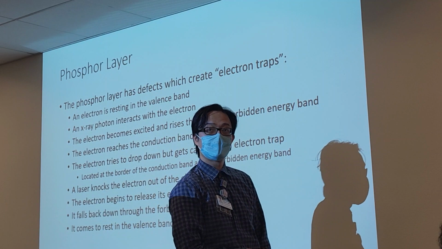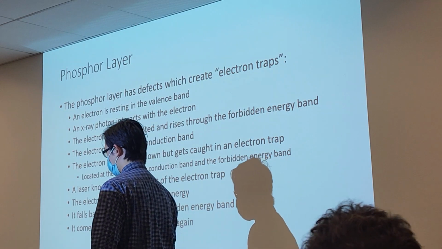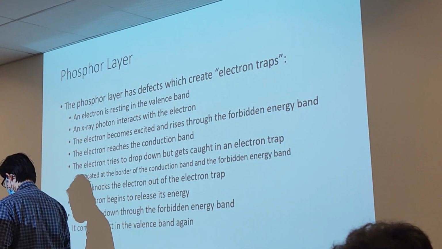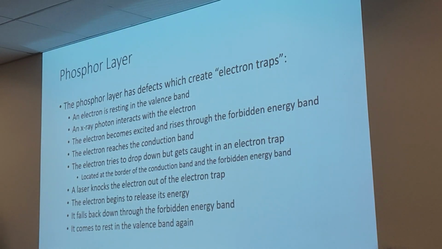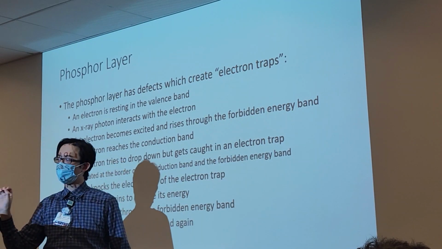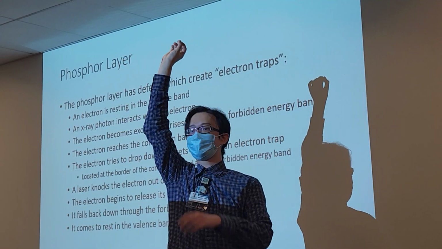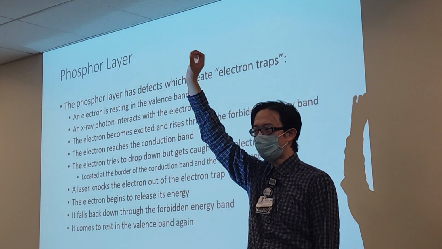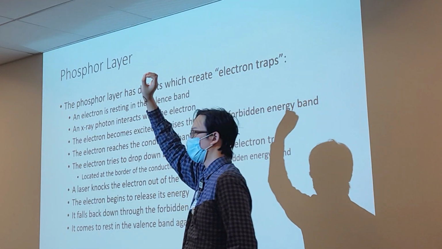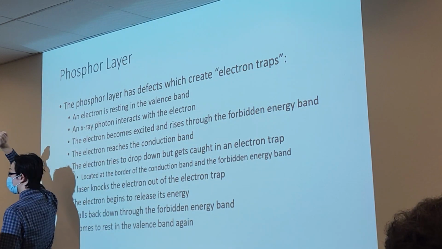So, the phosphor layer has defects. These defects in the phosphor layer are called electron traps. Why do we not get rid of these defects? Because we want them. These defects are useful. Why? Because an X-ray comes in, excites the electron. The electron jumps up into the conduction band and gets stuck. It wants to get rid of its energy and drop back down, but it is not allowed to. It is stuck up here in this high energy state.